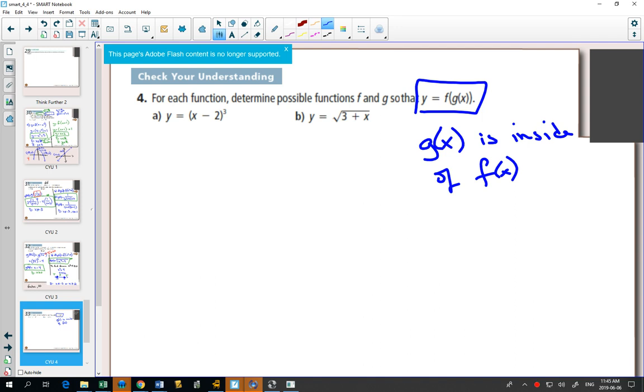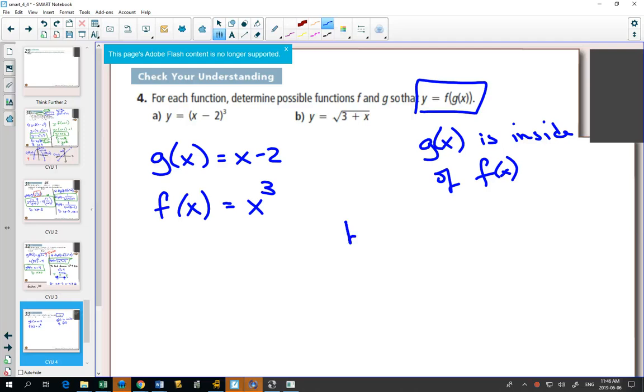For example, in A, y equals x minus 2 cubed. Can you see that an x minus 2 is inside of something being cubed? So we would say that our inside function is x minus 2. And what's happening to that inside function? It's getting cubed. So our outside function cubes. Our inside function is x minus 2. And then if you plugged an x minus 2 into f of x, it would get cubed.